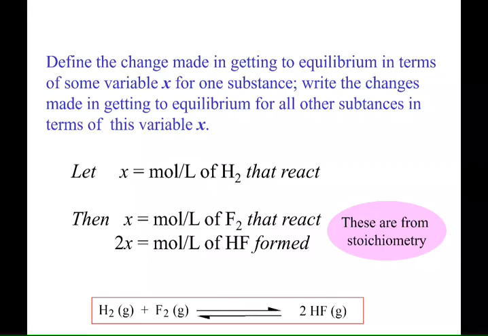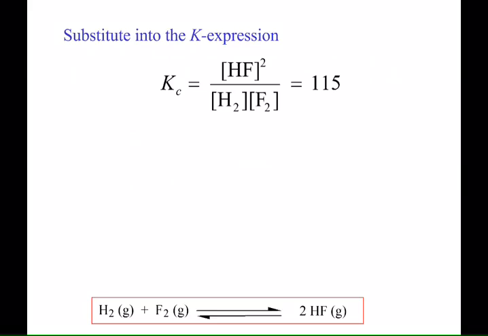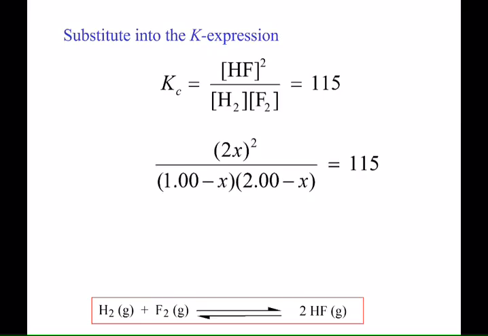Okay. So those are our equilibrium concentrations. Here is the ICE table that I've already been working with. All right, so we're ready to substitute in, and it looks like this. In the numerator, it's the quantity 2x squared. In the denominator, we have two terms, the quantity 1.00 minus x, and the quantity 2.00 minus x.